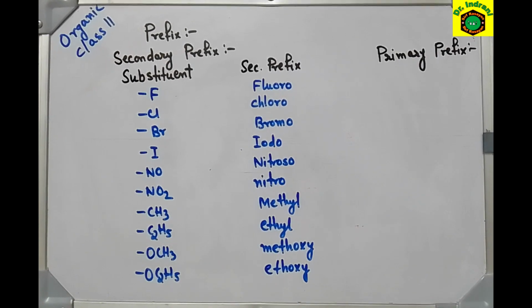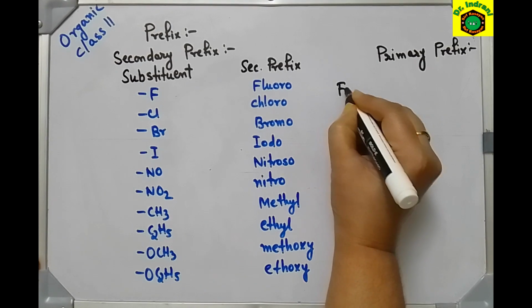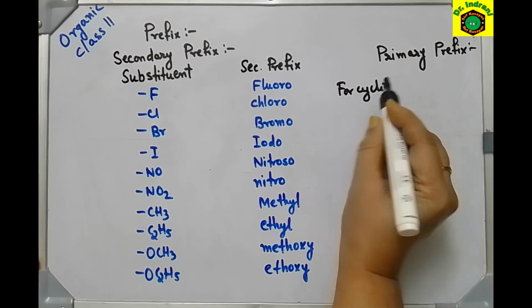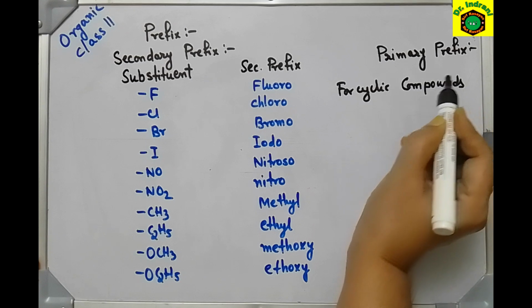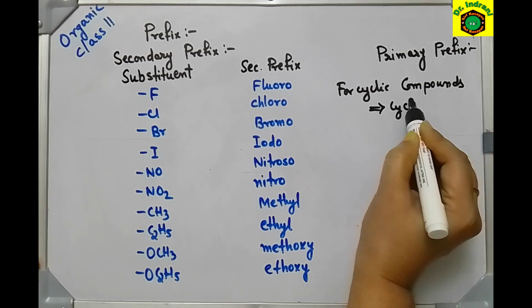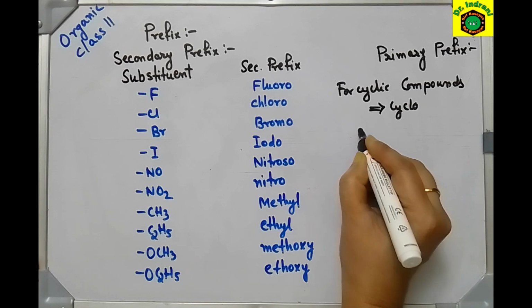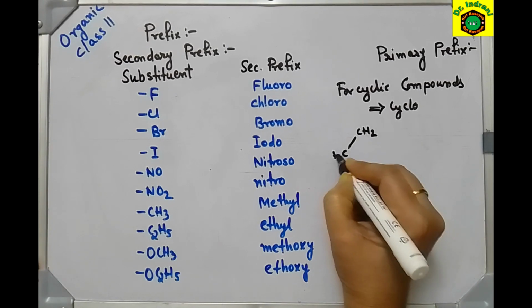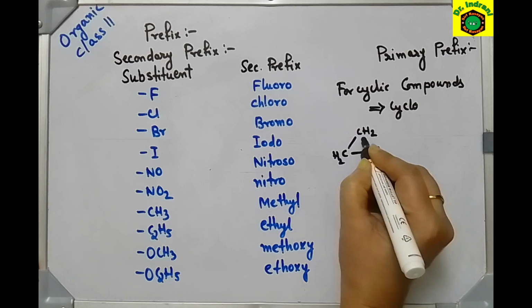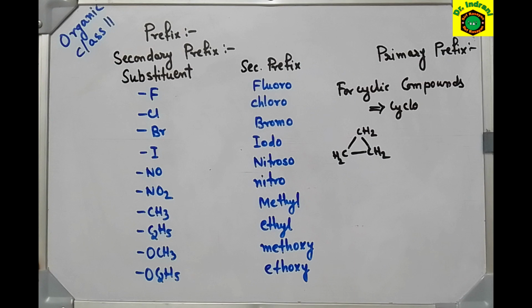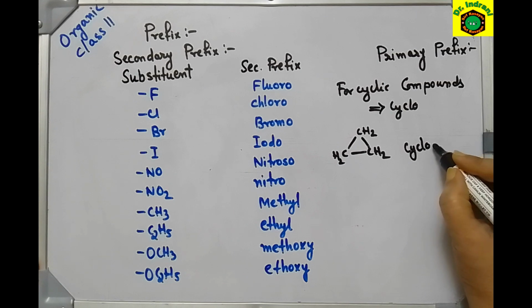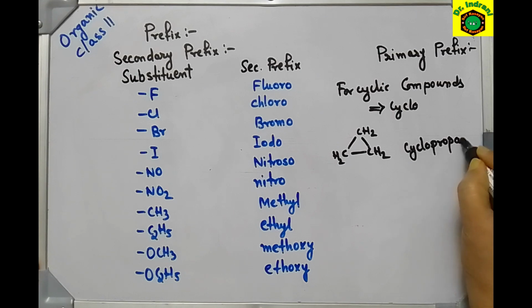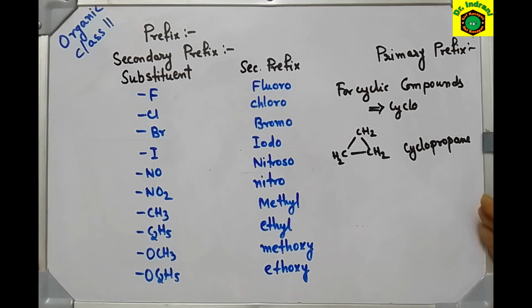What is primary prefix? For cyclic compounds, you have to write cyclo. For example, if you are having this one, three carbon atoms, so propane, and it is cyclic, so you have to add cyclo as prefix, then cyclopropane. Cyclobutane if 4-membered ring is there. So this is called primary prefix.